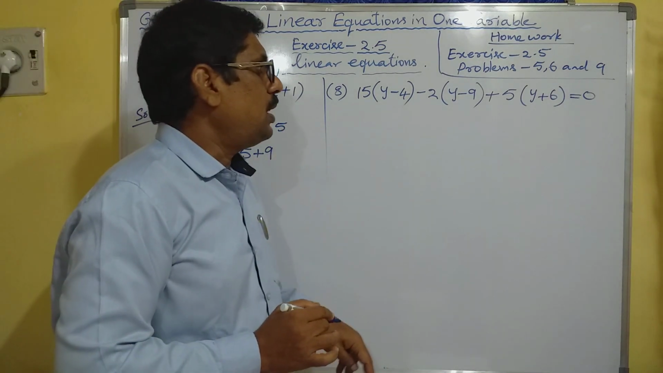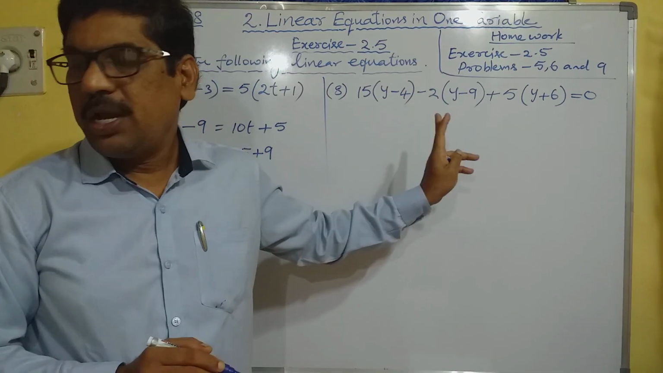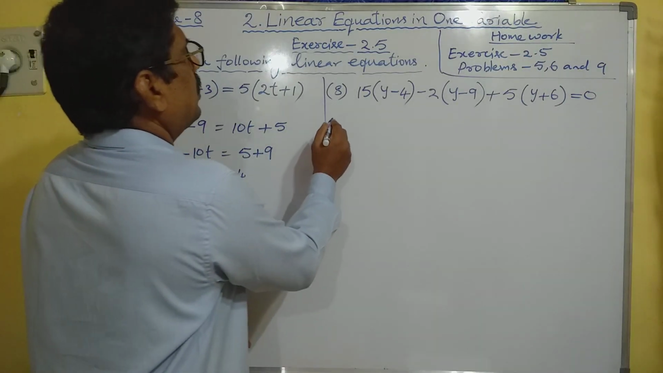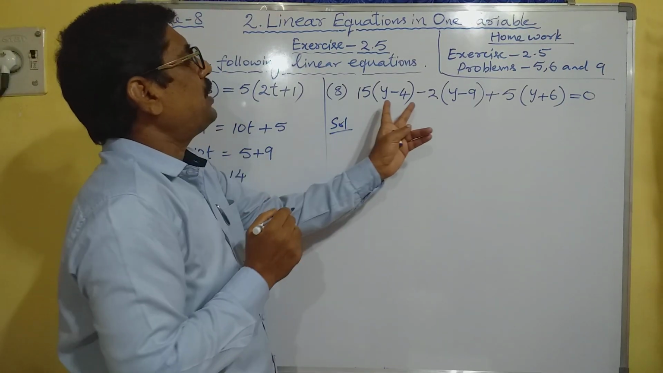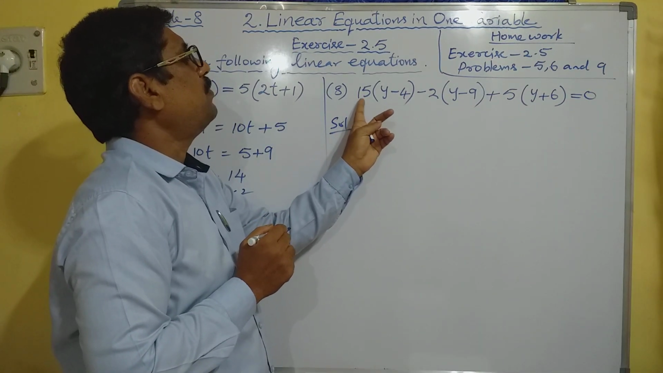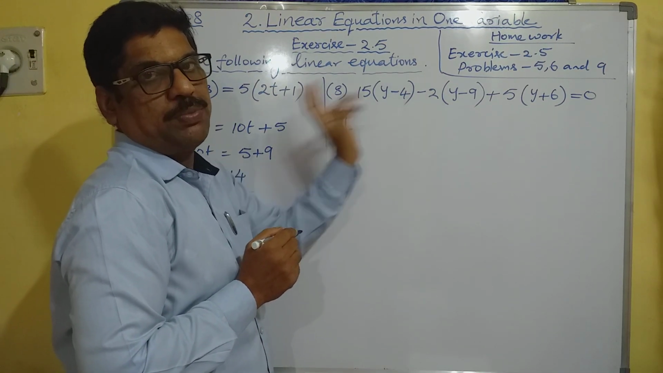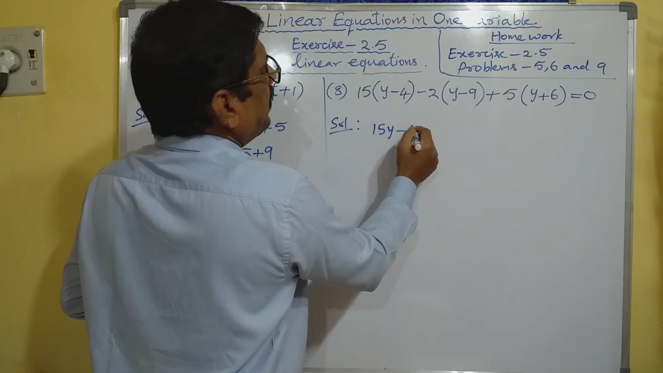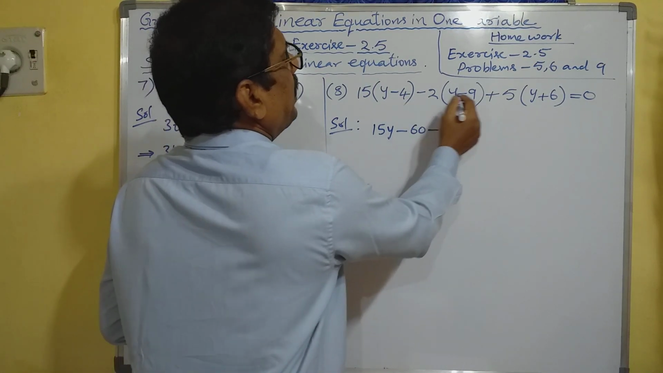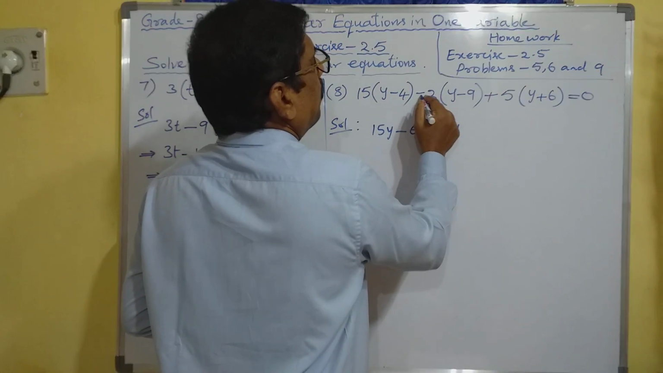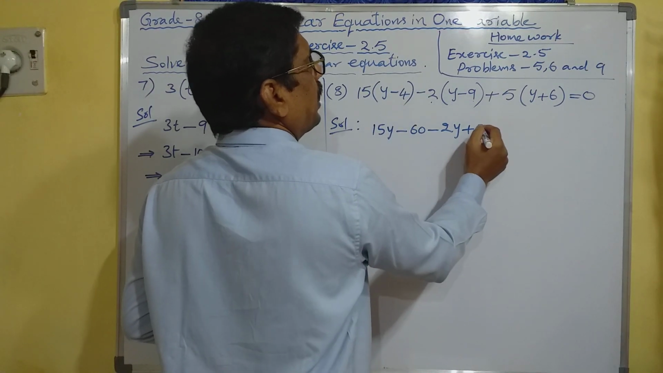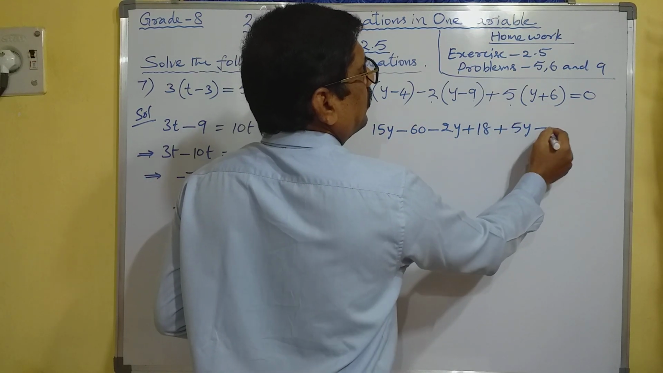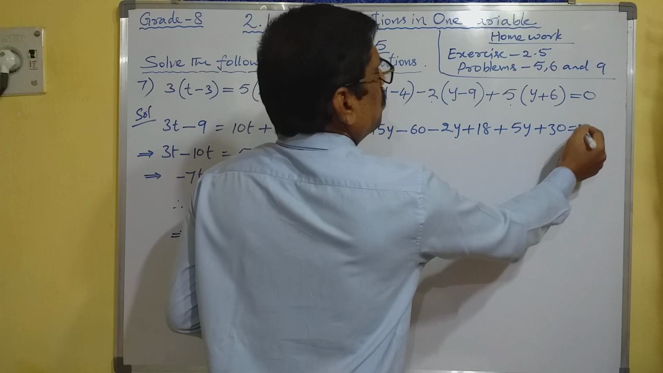Now look at this. Here, this is a linear equation in variable y. So now we need to solve this. Here, multiply the bracket with 15. Which means we have to multiply 15 with y and 4. This is the distributive property. So 15 into y, 15y, minus 15 into 4, 60, minus 2 into y, 2y, minus into minus is plus, 2 into 9, 18, plus 5 into y, 5y, plus 5 into 6, 30, is equal to 0.